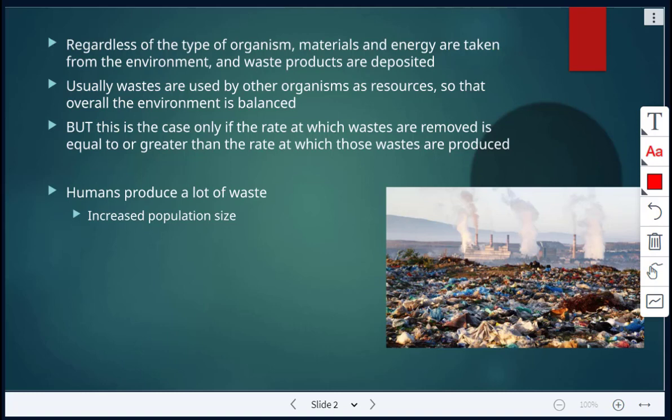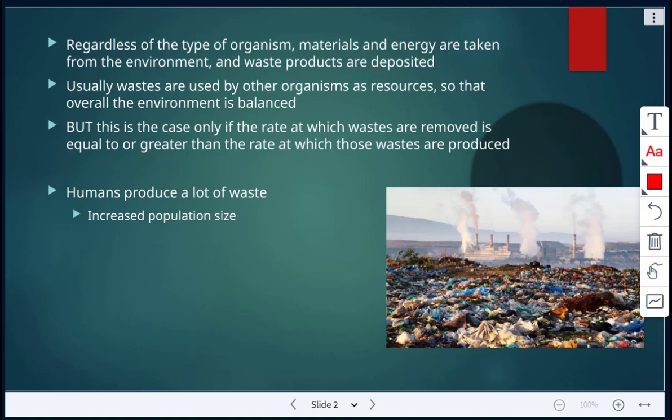Usually wastes are getting used by other organisms in an ecosystem, so that overall the environment is balanced. But when we have more waste being produced than being removed, then we are seeing a problem. This is the case only if the rate at which wastes are removed is equal to or greater than the rate at which those wastes are produced.